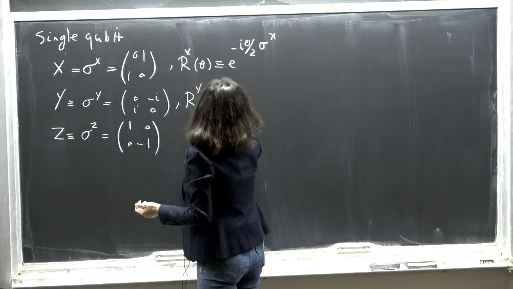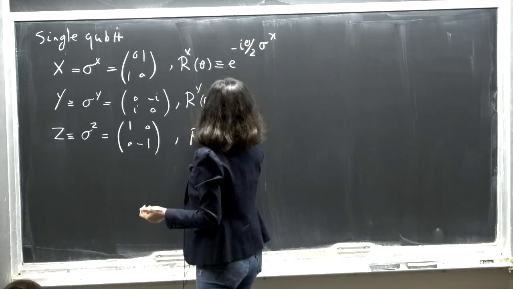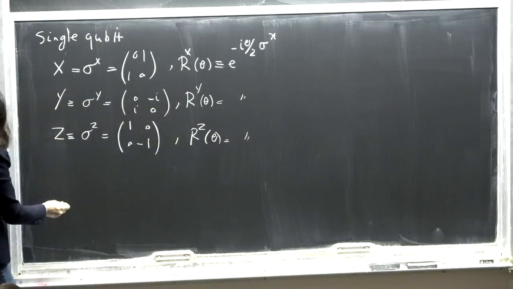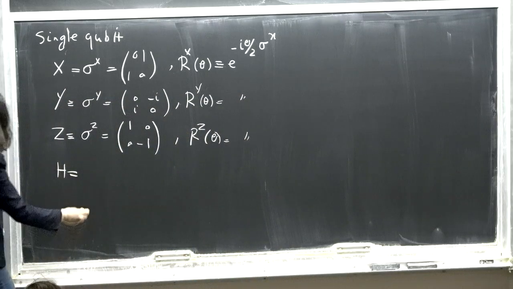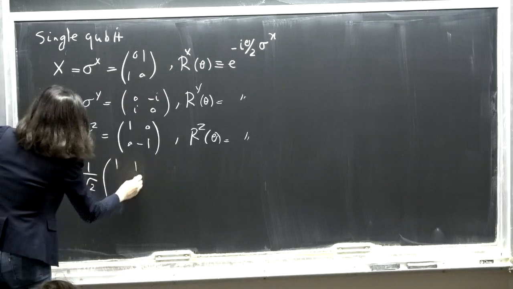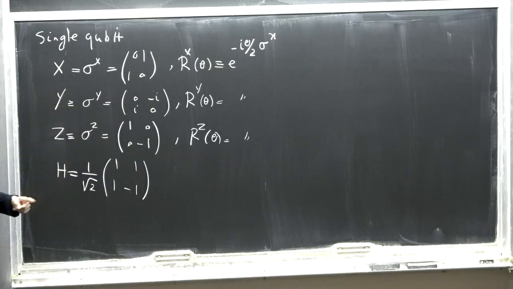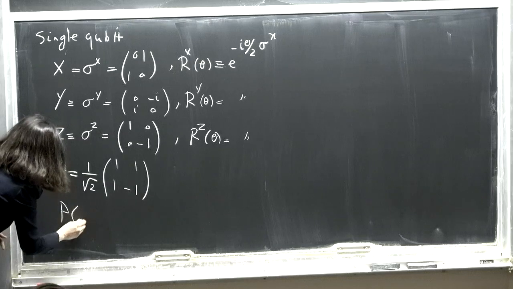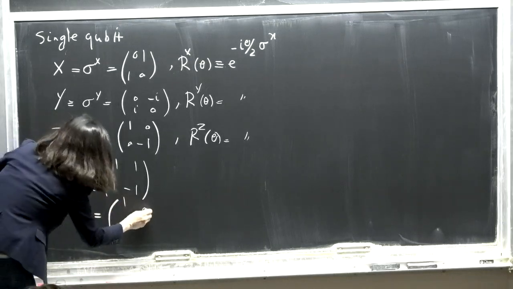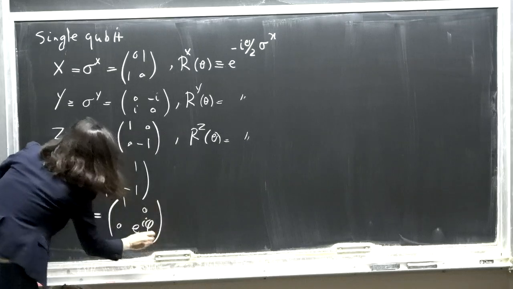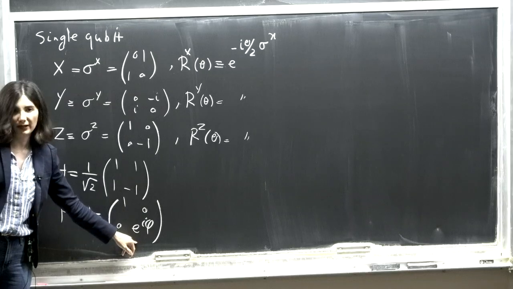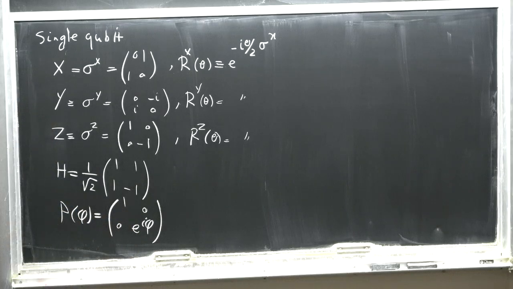And then similarly for Ry theta, you just replace this. And then for Rz theta, just replace the sigma x. OK? What else can we do with single qubits? Well, we can do a Hadamard gate, which is 1 over square root of 2 times [1, 1; 1, minus 1]. So this is the one that creates a superposition of 0 and 1 for you. So that's a very useful gate. What else can we do? We can do something that is called a phase gate, P of phi, which is [1, 0; 0, e to the i phi]. So it doesn't do anything on the 0 component of the qubit, but it would rotate by angle phi the 1 component.